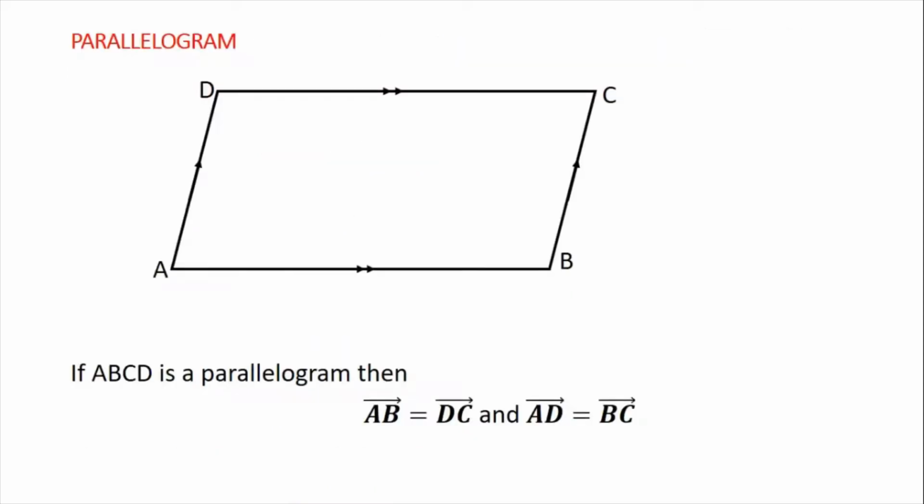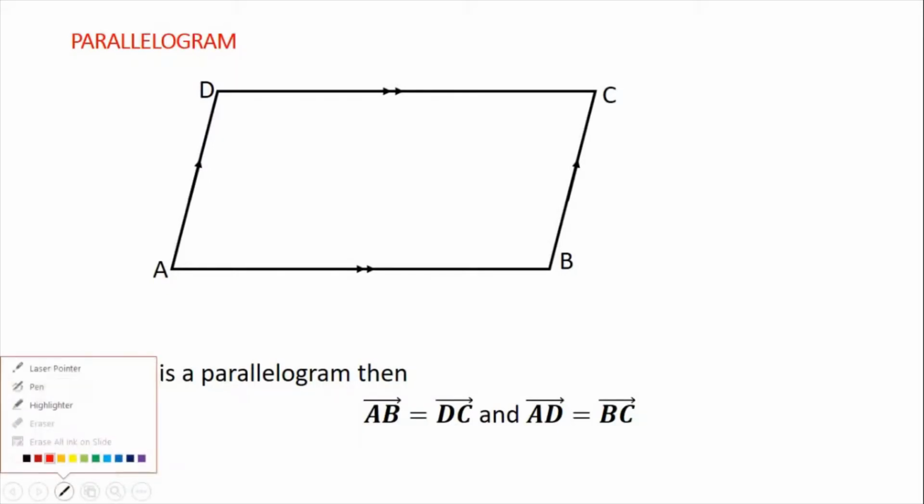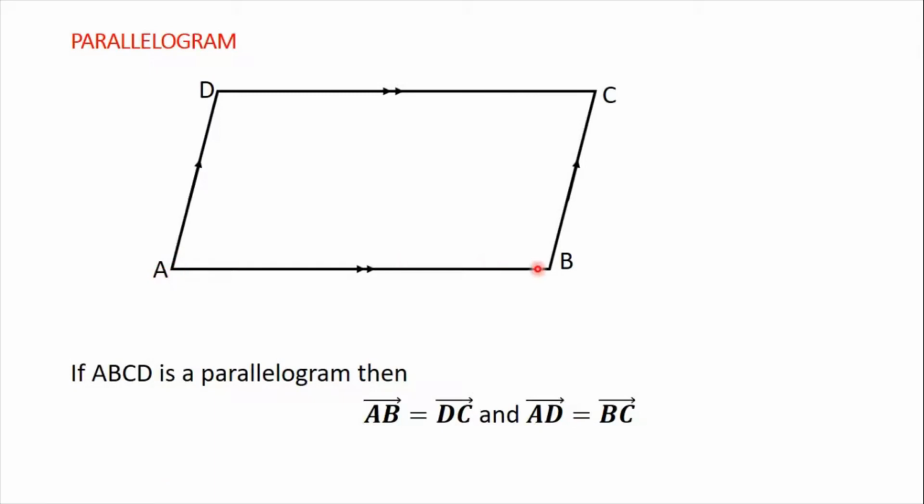Let's learn more about a parallelogram. If you have this parallelogram A, B, C, D, as we can see in this diagram, you can see that line AB is a vector, so it's indicated here with the arrow. And line DC is also a vector. AD is a vector and BC is also a vector. If this is a parallelogram, then the vector AB is equal to the vector CD and the vector AD is equal to the vector BC. This is a special property of a parallelogram.